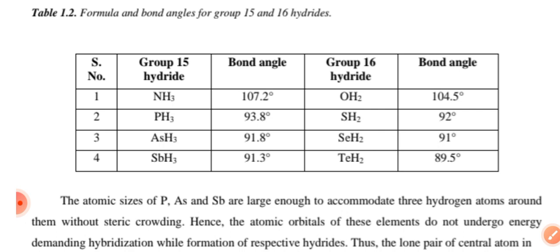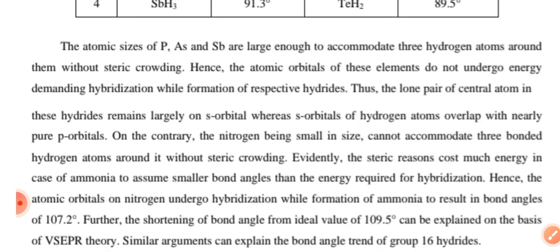Group 15 hydrides: first, ammonia, bond angle is 107.2 degrees. Second, phosphorus trihydride is 93.8 degrees. Third, arsenic trihydride is 91.8 degrees. Fourth, antimony trihydride is 91.3 degrees. Group 16 hydrides: H2O bond angle is 104.5 degrees. Hydrogen sulfide is 92 degrees. Selenium dihydride 91 degrees. Tellurium dihydride 89.5 degrees.